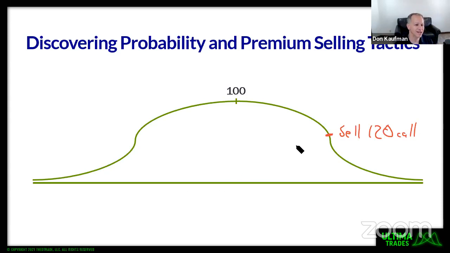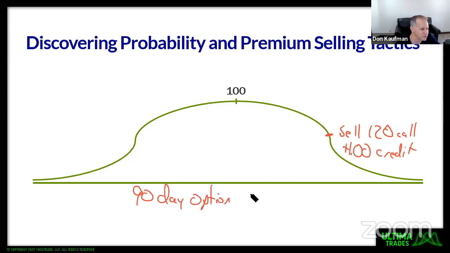And this 120 call, I'm going to do the exact same thing as I did a moment ago. I'm going to collect right around a $1 credit. Let's assume for argument's sake, we're going to sell it naked. Now I'm $20 out of the money. But this one's going to be different. This one's going to be a 90-day option. I'm going to sell the 120 call, and I'm going to collect exactly $1.